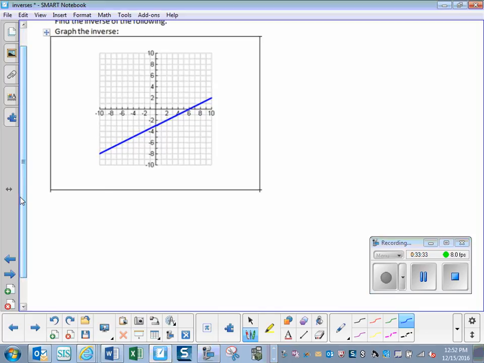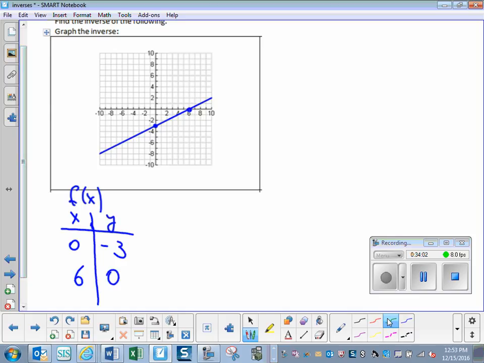So if I look at this original function, f of x, and I look at the xy points, I'll just choose any important points. For the line, how many points do I need? 2 points. So I'll just choose nice ones. This one, the x-intercept and the y-intercept are nice enough. So 0, negative 3, and then 6, 0.